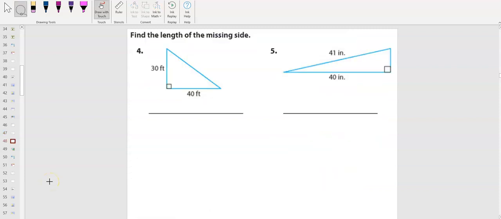So go ahead and just practice these two on your own here and see what you got. Take a pause in the video. Solve the problems, and then I'm going to have them all solved out at the end here so you can check your work, and we'll see how you're doing.